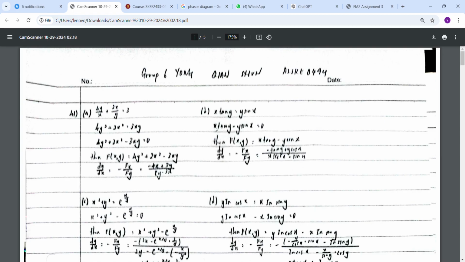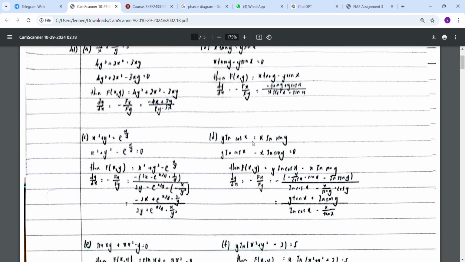For question B, we also rearrange it to make sure it equals 0. Then later we can find the fxy. So dy/dx is equal to negative delta f over delta x, over delta f over delta y, so it will become like this.